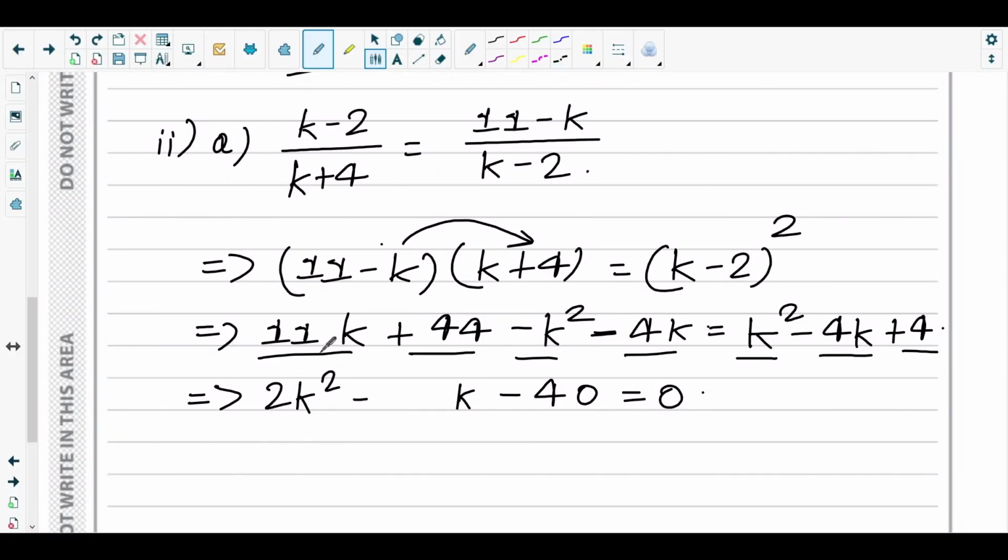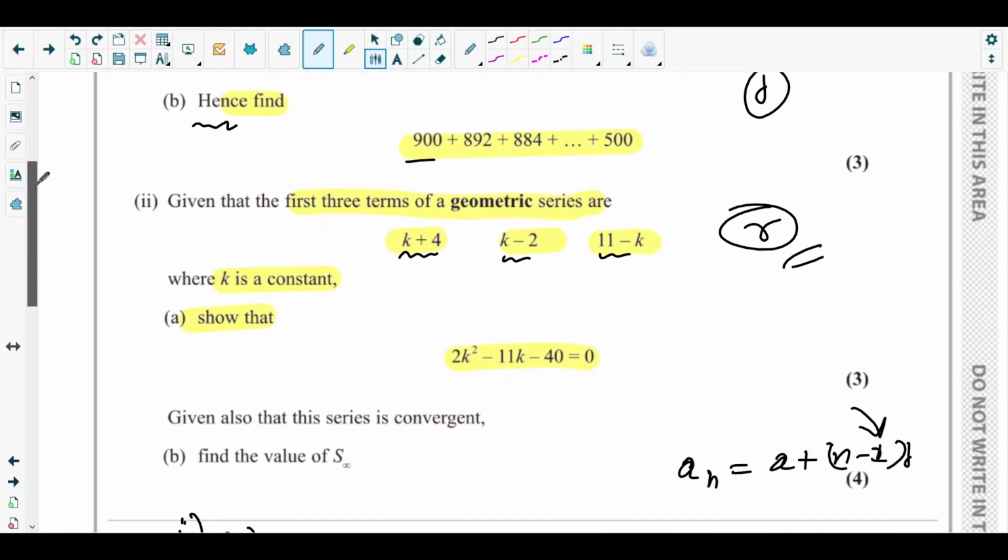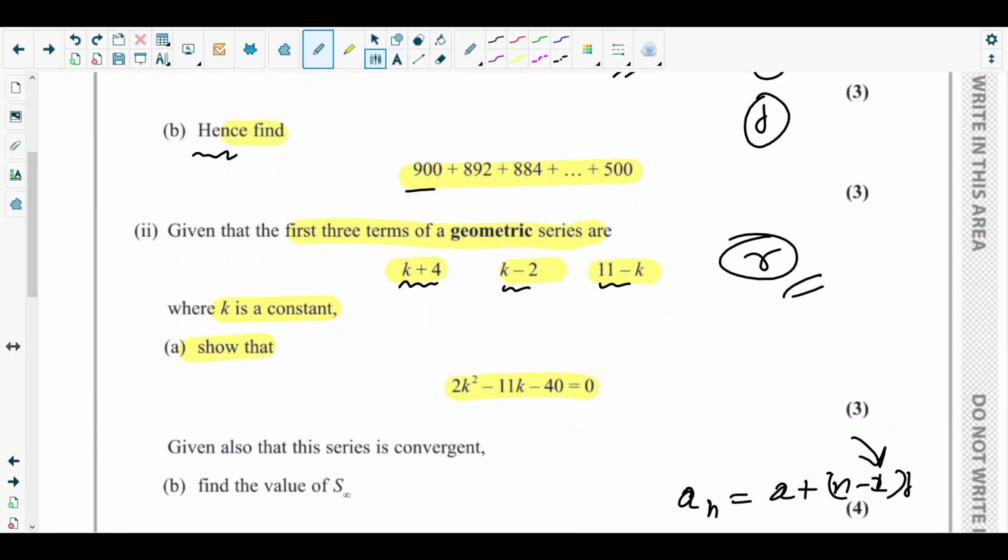Okay, so 11k, we got 11k there, negative 4k. So 11 minus 4 is 7k. If you take it to the right side, negative 4k, negative 7k, it is basically negative 11k. And that's what part 2a exactly has asked for: 2k squared, negative 11k, negative 40. Fine.